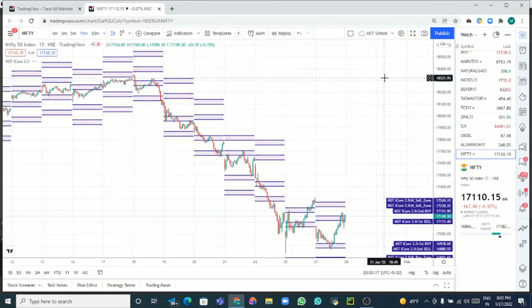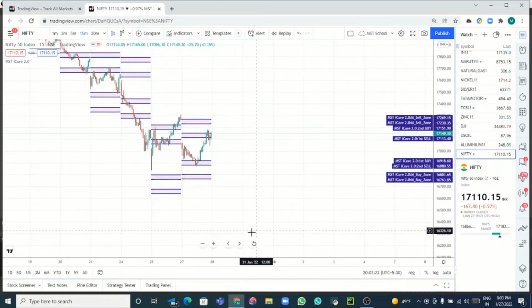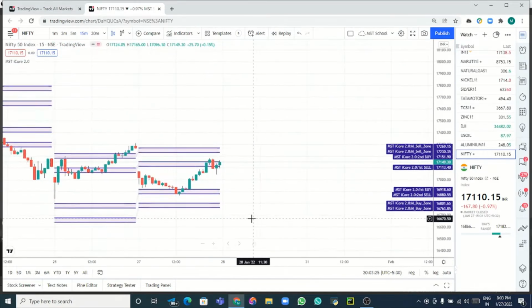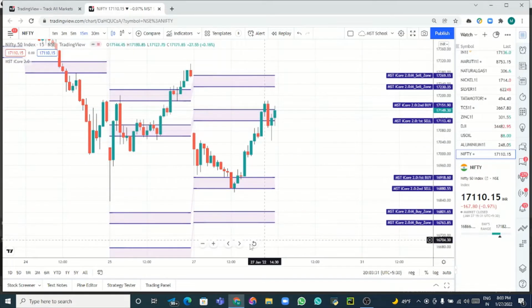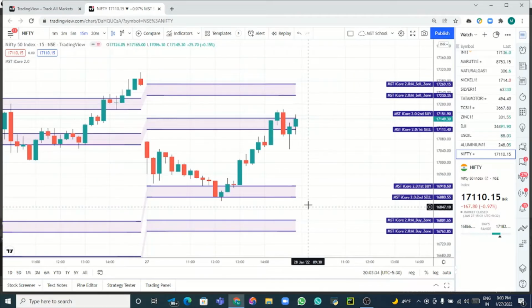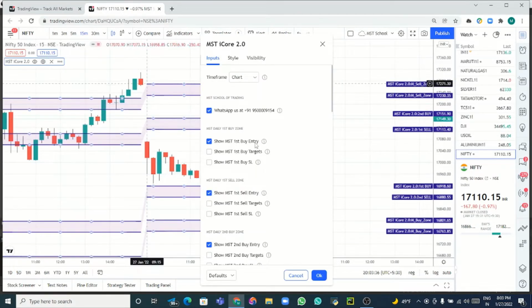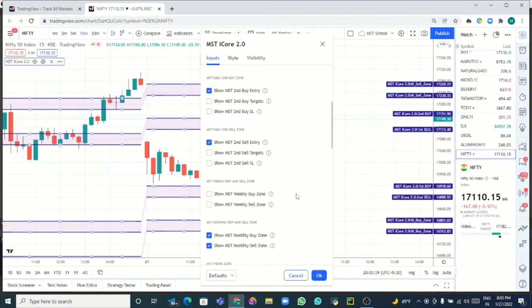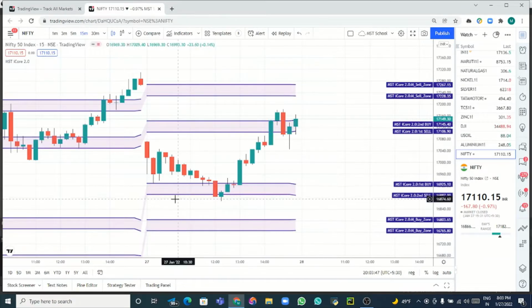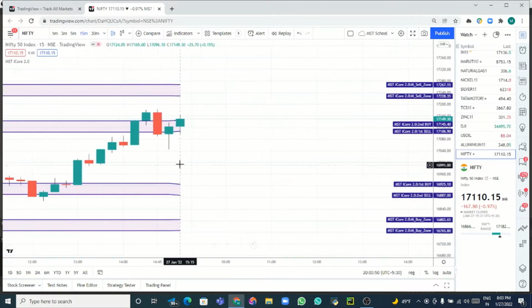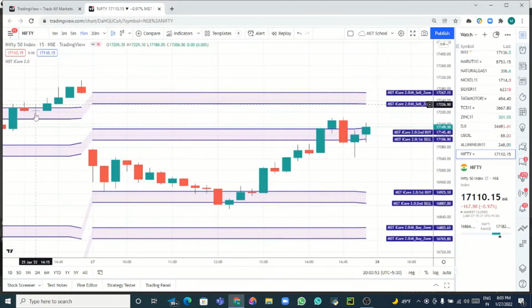That's all. Now automatically our lines will be drawn. Then go to settings, and for Nifty and Indian markets, just keep 360. Now you have to wait for the market. Whichever side it comes first, that side you have to trade.